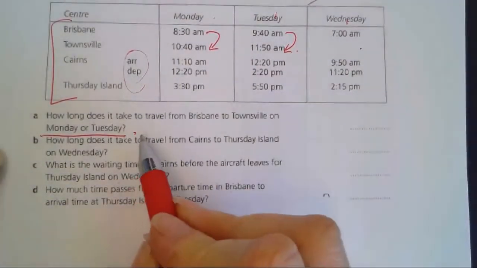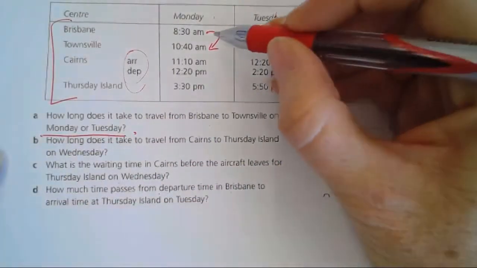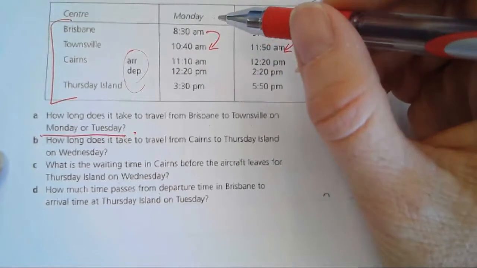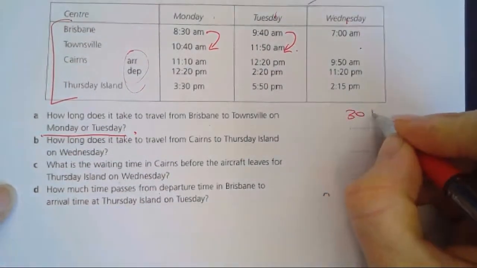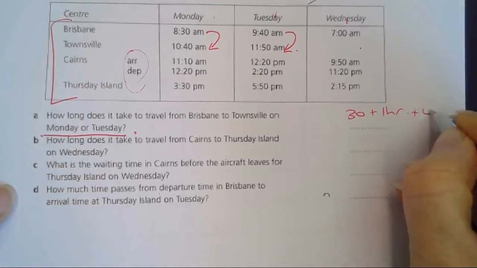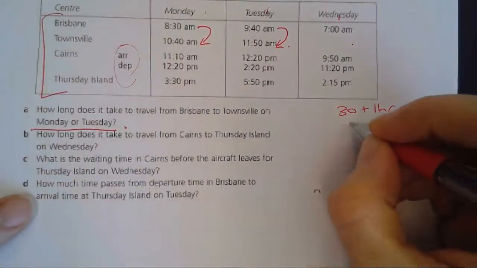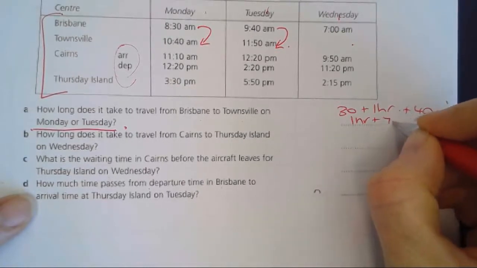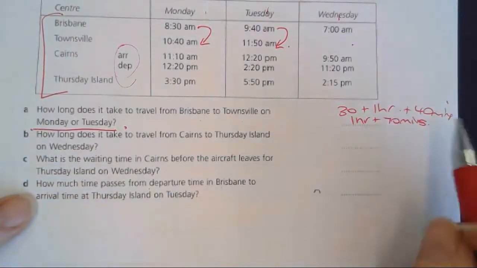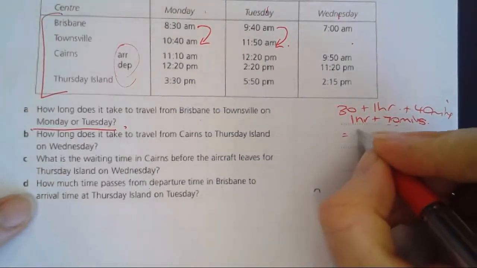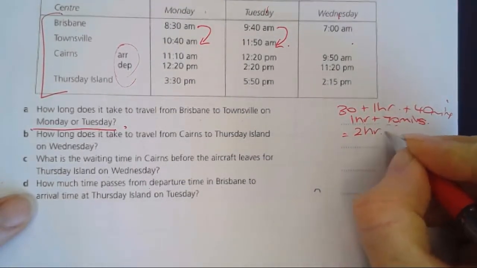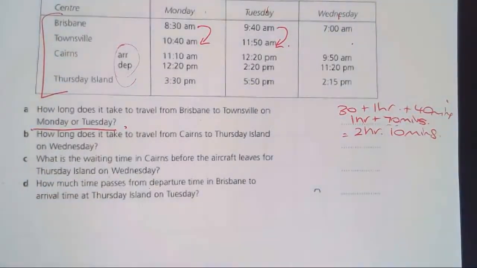So, question was Brisbane to Townsville Monday or Tuesday. So we've got half an hour takes me to 9, and then 9 to 10 is an hour. Now this is one of those questions, guys, where when you add up the 2 sets of minutes, it's going to take us forward to another hour. So if I was to write it, it'd be 1 hour plus 70 minutes. But once it clocks over to another hour, which is 60, you need to reflect that in your answer. So that would be 2 hours, 10 minutes. Okay?